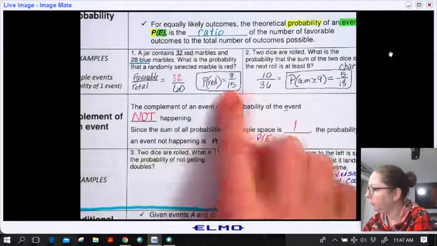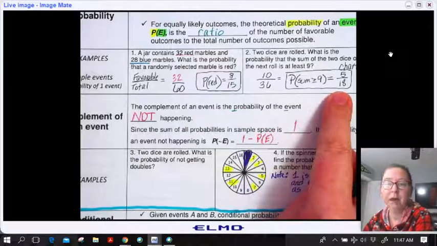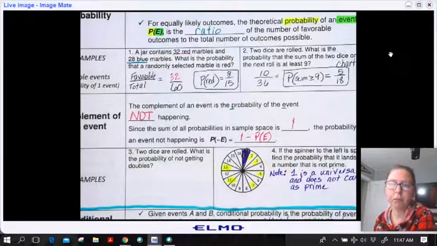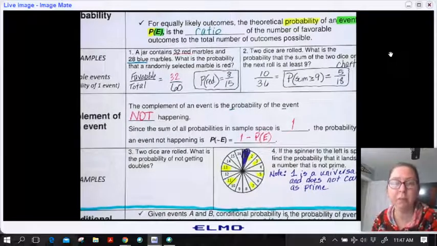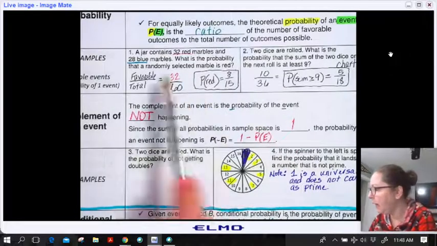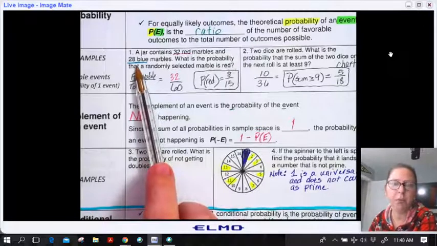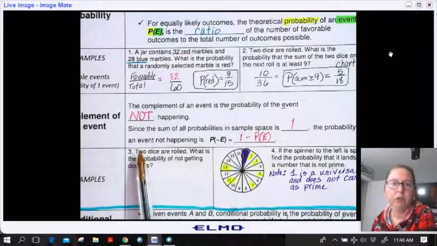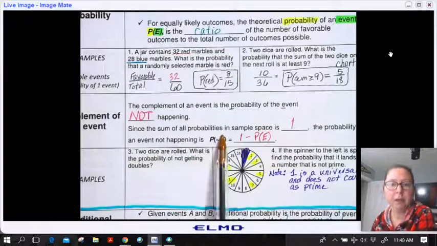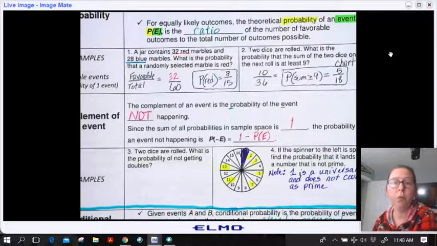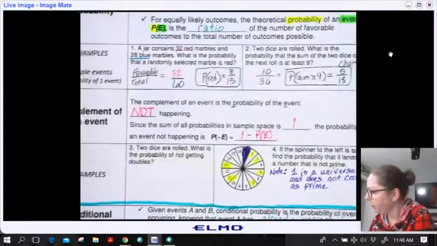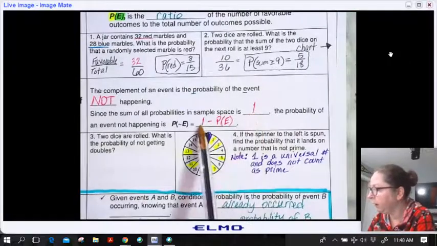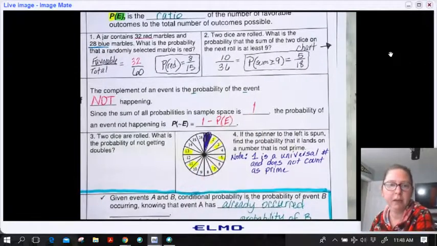Notice that all of my answers here are fractions less than 1. If it was a 100% chance that something would happen, let's say I had a bag that was full of nothing but blue marbles, so it would be 28, what would be the probability of pulling out a blue marble? 28 out of 28 equals 1. So the biggest the total probability could be is 1, or 100%. So we're going to do 100% minus the probability of it happening.